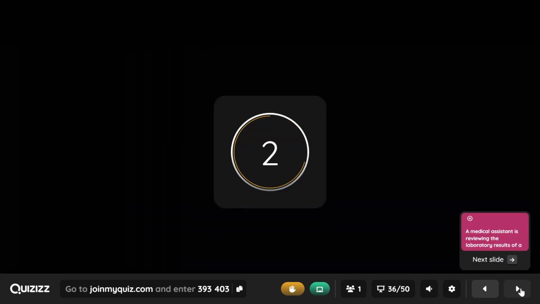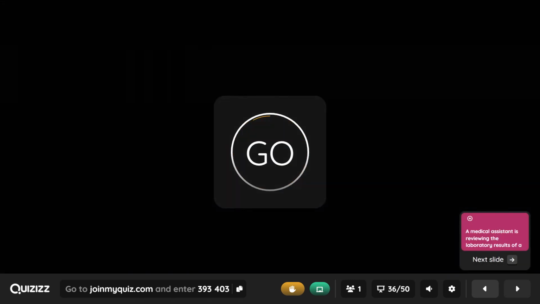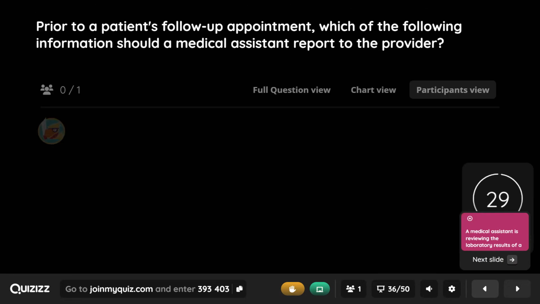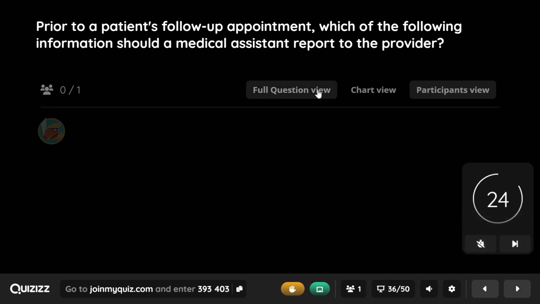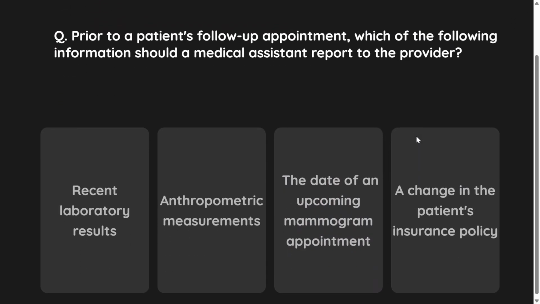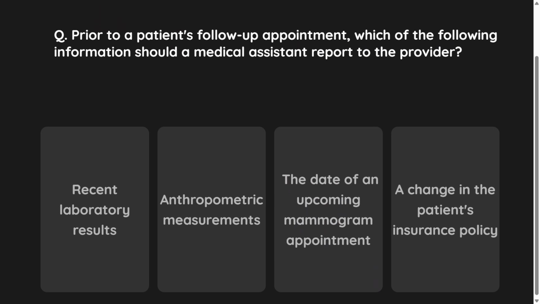All right, next question. Prior to a patient's follow-up appointment, which of the following information should a medical assistant report to the provider? Would it be recent lab results, anthropometric measurements, the date of an upcoming mammogram appointment, or a change in the patient's insurance policy? Again, prior to a patient's follow-up appointment, which of the following information should an MA report to the provider?